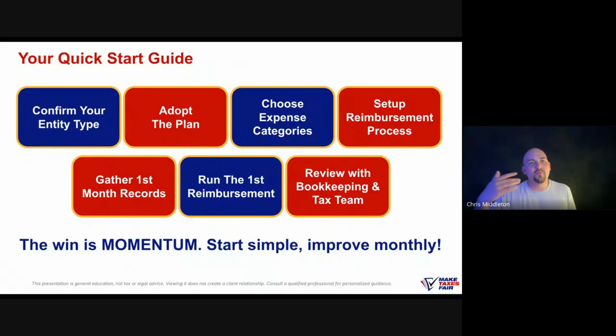This takes time to properly implement and get into a rhythm and a habit of doing this. So you really want to confirm your entity type, adopt an official plan, choose your expense categories, set up your reimbursement process, gather your records, run the reimbursement, and then review what you did. Pull in your accounting team, your bookkeeping team, and say, hey, did I do this right? Develop that habit.